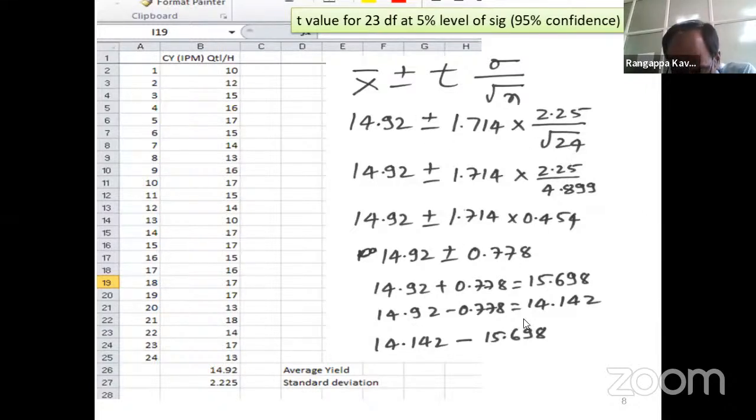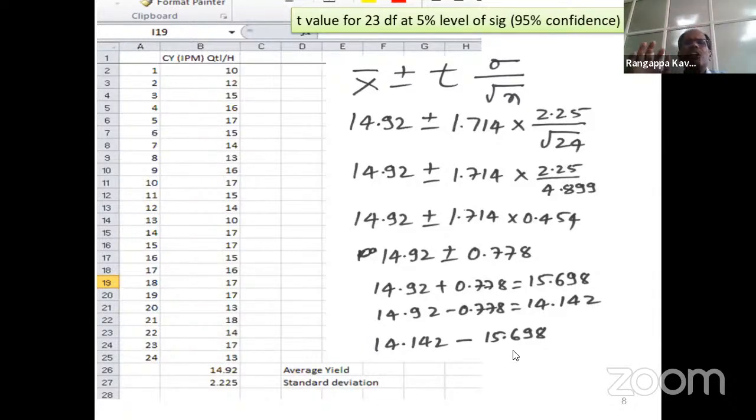By simplifying it, we will get plus or minus, we will get the range of values 14.14 to 15.698. If you are asked to estimate an interval estimate at 95% level of confidence, that is, 5% level of significance, your interval estimate will be 14.142 quintal to 15.698 quintal.